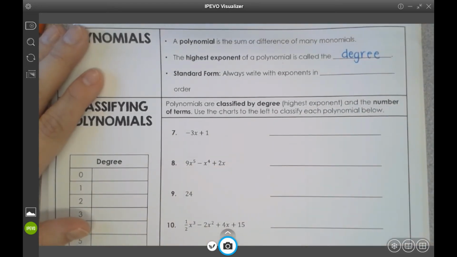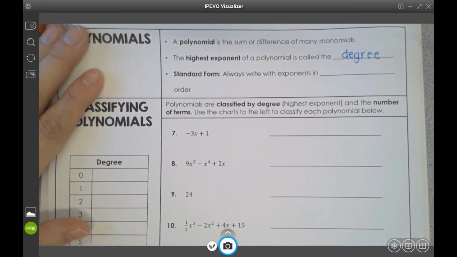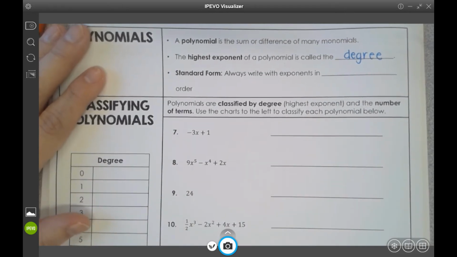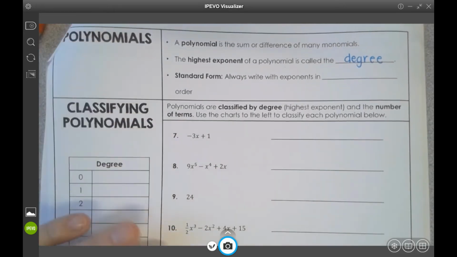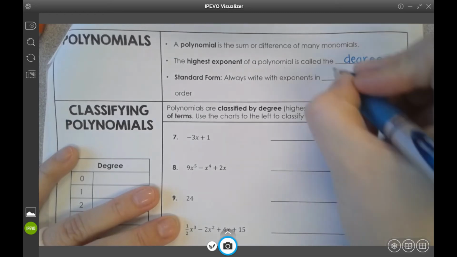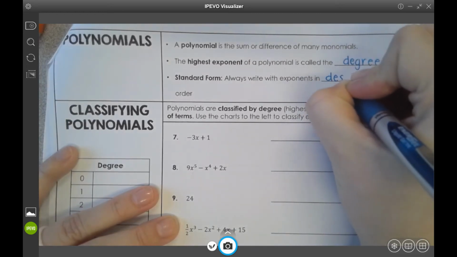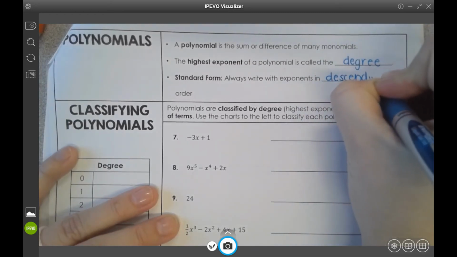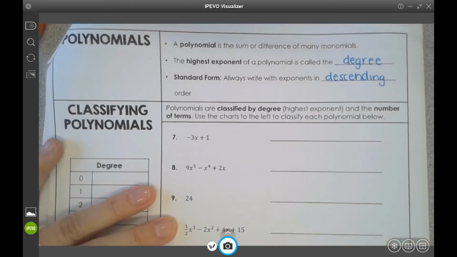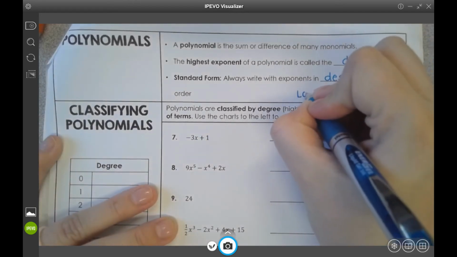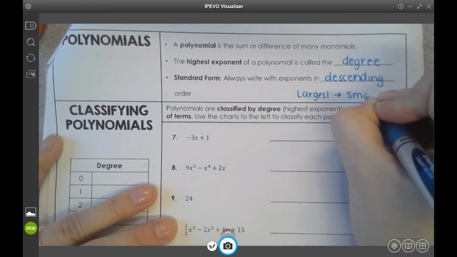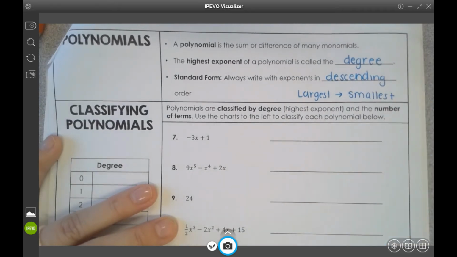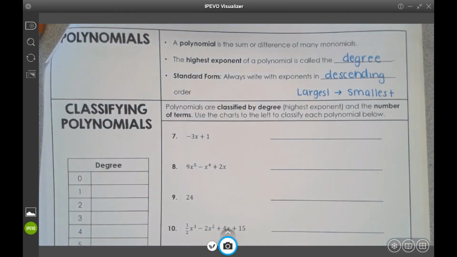So you look at all the exponents, and whatever the biggest one is, we would say the degree is 4, whatever. Now, it's always important to write your answer in descending order. That means largest to smallest. So your exponents, you write largest to smallest.